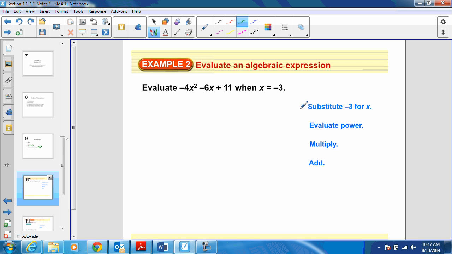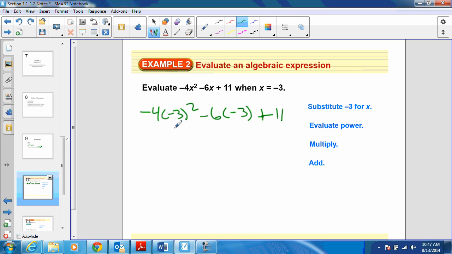Okay, so this one, when we've got steps over here, you can plug in, substitute negative 3 for x. So we've got negative 4 times negative 3 squared minus 6 times negative 3 plus 11. So first step is substitute. Second step, the parentheses in here, there's no operations to do. So we don't have to do any operations in parentheses if there's just a number in parentheses.